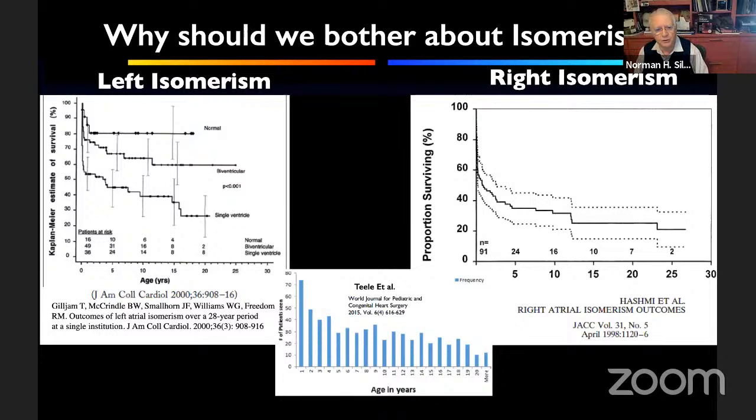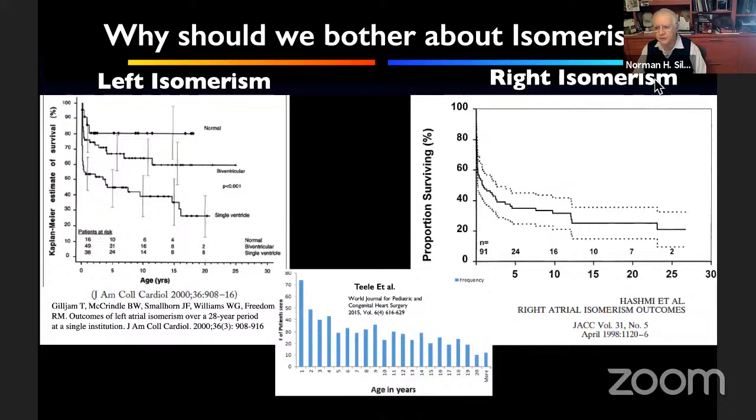And why is it important? It's important because the survival of these patients that we have to counsel is also completely different. So if patients have normal anatomy, they have a reasonable but still somewhat attenuated survival curve. Biventricular have worse if they have biventricular repair for their diseases. And the single ventricles in left isomerism have about 30% at 20 years of age.